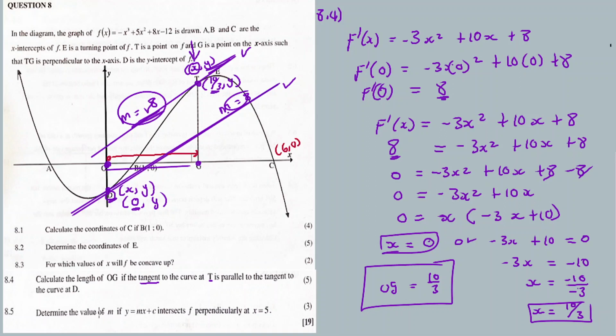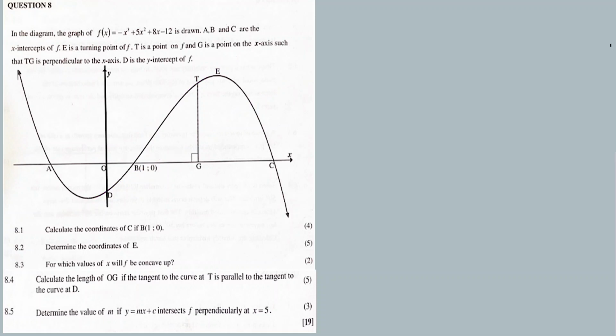8.5. Determine the value of m if y is equal to mx plus c intersects f perpendicularly at x equal to 5. X equal to 5. Okay, calculate the value of m. So m is the gradient, right? M is a gradient. Okay. Now let's look at this one. 8.5.